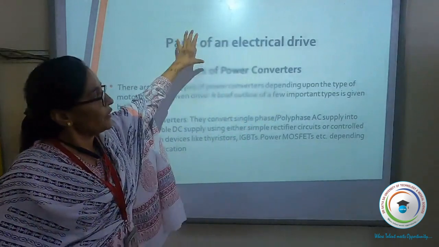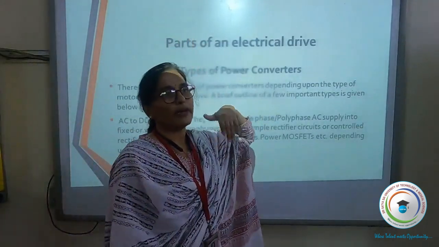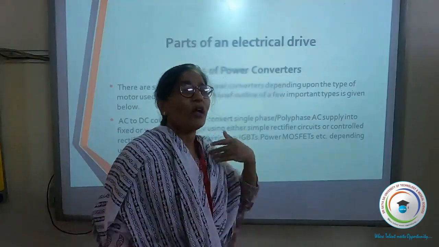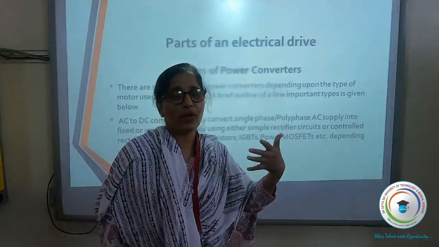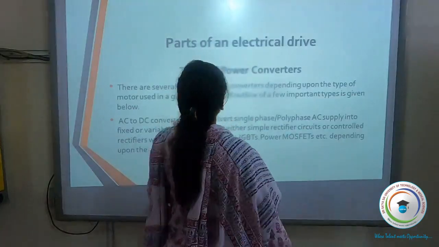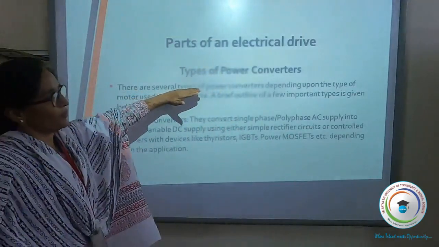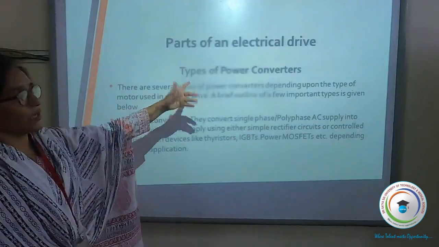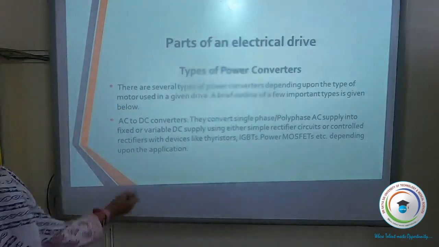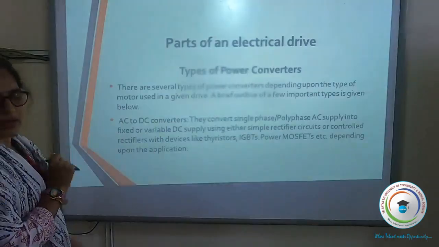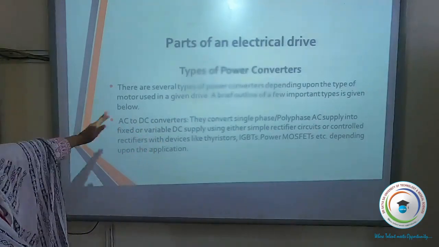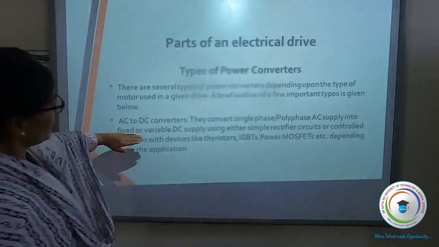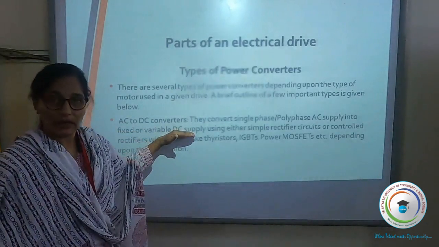Now, as we have said, the power modulator works in the form of a power converter. Now, what are those types of converters? There are several types of power converters depending upon the type of motor used in a given drive system. For example, the AC to DC converter. Now, what is an AC to DC converter? It will convert the single phase or polyphase AC supply into fixed or variable DC supply.